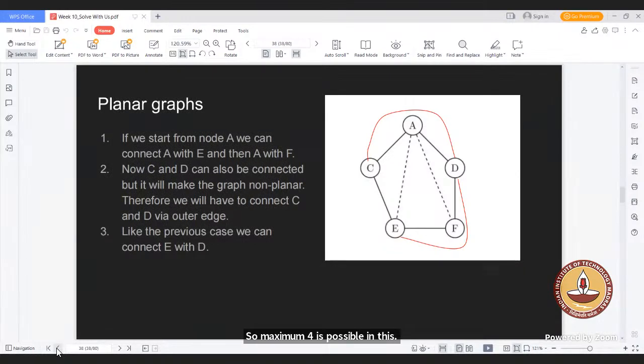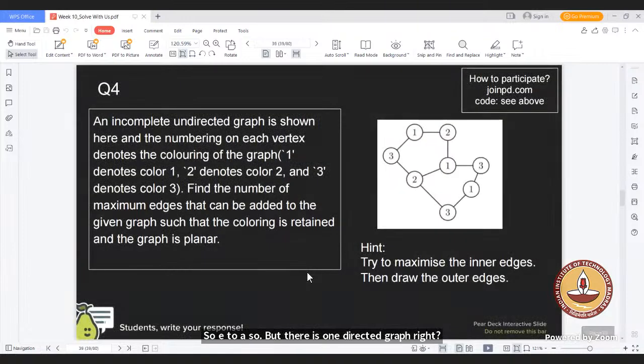Maximum 4 edges can be added in this. Can't it be E to A? See, if you start from A to E, it is already there, so E to A is also there. This is an undirected graph, right? Okay. We move to the question now.